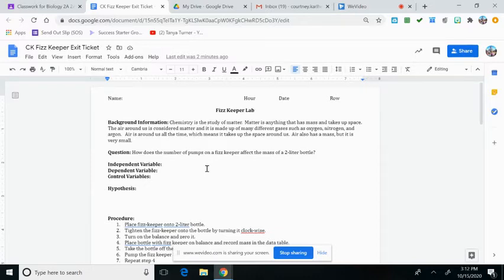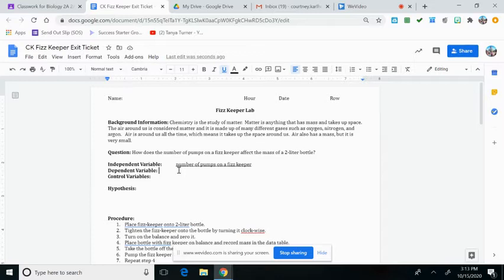Now, what I like to do first is I like to go through my question and I identify the variables. So if you remember going back to variables, our independent variable gets written first. It's also after the word how does and before the word affect. So I want you to take a second and look back at this question that we have right here and try and figure out what is in between how does and affect. So if you wrote down number of pumps on a fizzkeeper, you are correct.